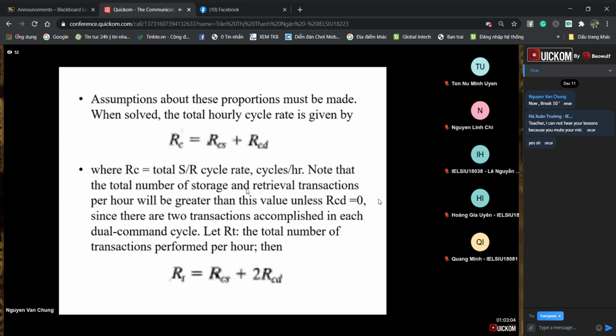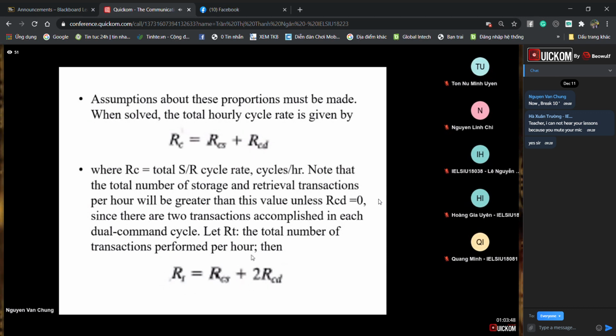Note that the total number of store and retrieval transactions per hour will be greater than these values unless RCD equals 0. If it's single, saying there are two transactions accomplished in each dual command cycle. As you have the RT, the total number of transactions performed per hour. You have here.